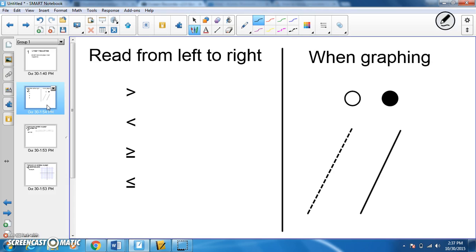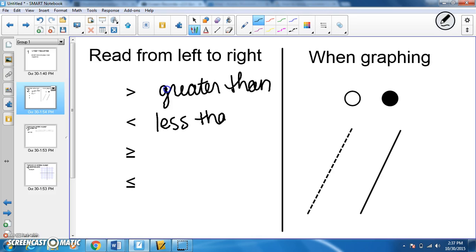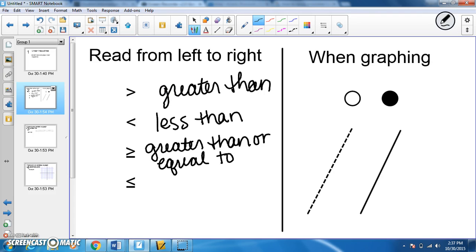When we are reading inequalities, we read from left to right. So when we're reading these signs, this first sign is greater than. The next sign is less than. The third sign is greater than or equal to. So that bar underneath the greater than sign means or equal to. And the last one is less than or equal to for the same reason.